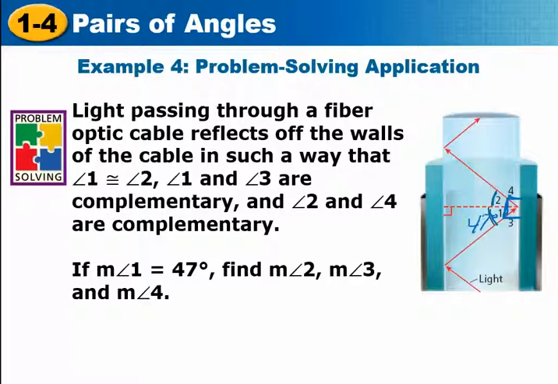Well, how will I find the measure of angle 2? They're congruent. So if they're congruent, their angles are equal. How about the measure of angle 3? Well, these are complementary. 1 and 3 are complementary. So 90 minus 47 is 43. What do you suppose angle 4 is going to be?